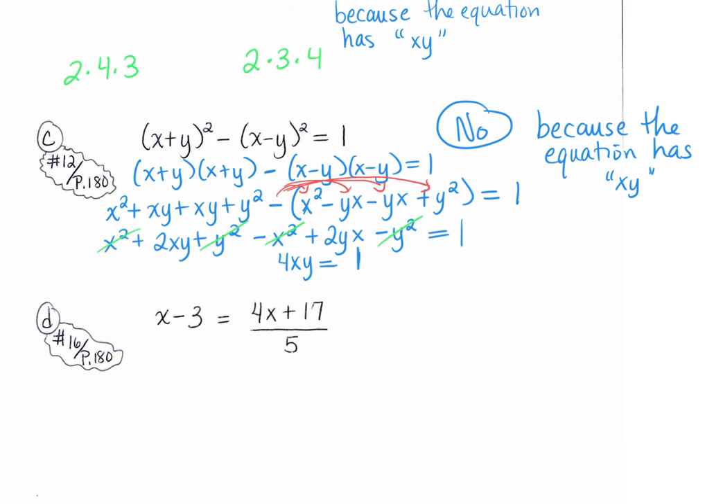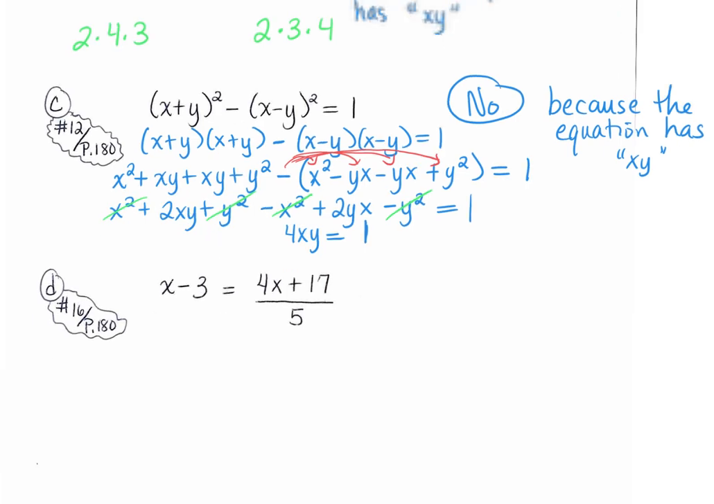Okay. Part D. Part D, we have x minus 3 equals 4x plus 17 over 5. Does this look like a line? No. But are you confident it's not a line? No. So what can we do? We can solve. We can figure it out. Yeah? You want a minute? I'll give you a minute. Go ahead.